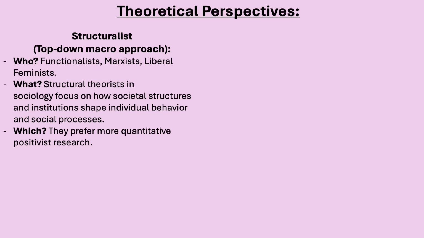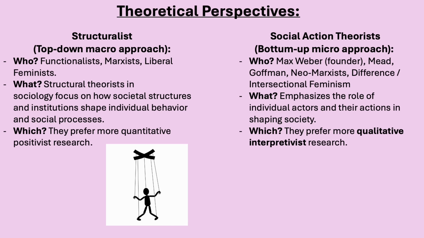Looking into theoretical perspectives, we have structuralists who take a top-down macro approach. So macro basically means grand scale, large. So examples of these are functionalists, Marxists, and liberal feminists. Structural theorists in sociology focus on how societal structures and institutions shape individual behaviour and social processes, and therefore they prefer quantitative and positivist research.